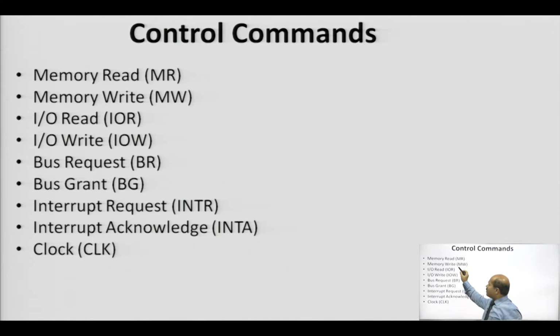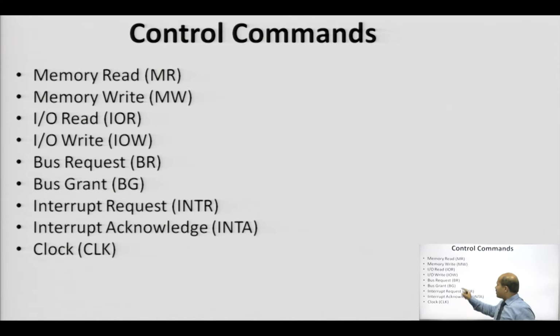And the next command is memory write, or the abbreviation can be used as MW. Whenever processed data is to be stored in main memory, in that case the write command is issued by the control unit. Next is IO read. Whenever some input is taken from the IO device, the command used is IO read. And the output or result is to be written through the IO write command or IOW command.